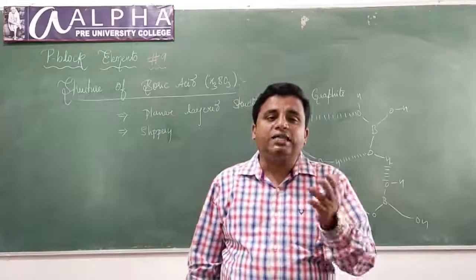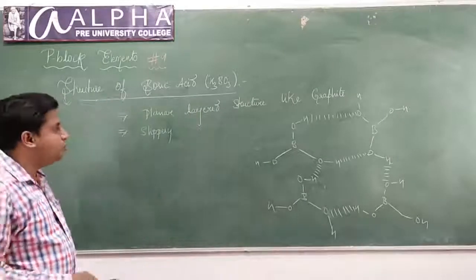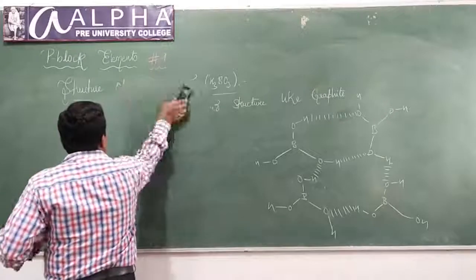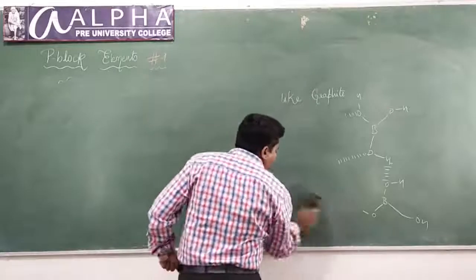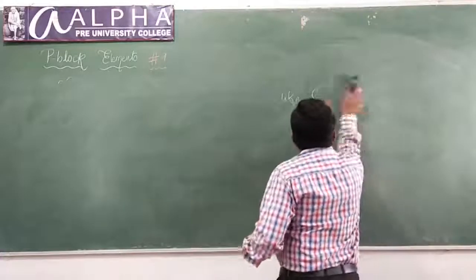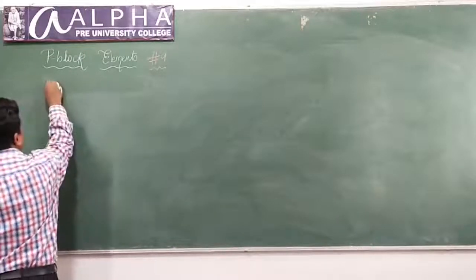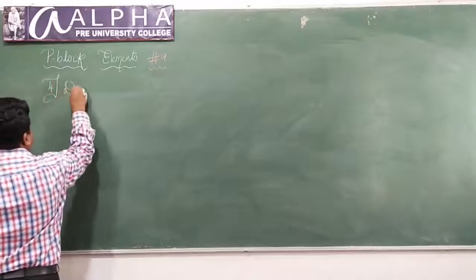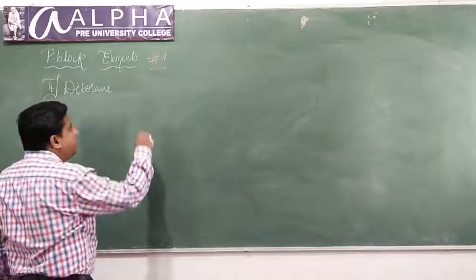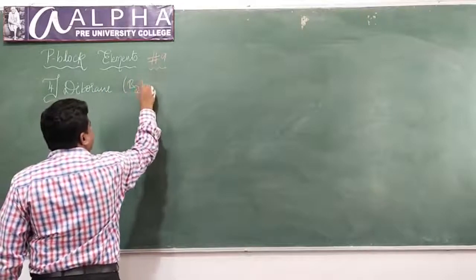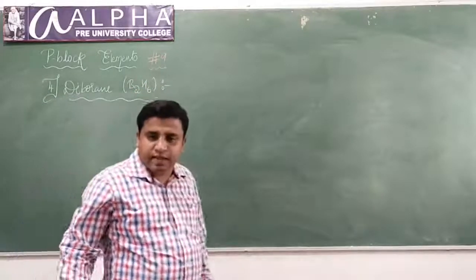Now we will go with the last compound of boron. Which is the last compound of boron? It is a very, very important compound. What is it? It is called diborane. What is the molecular formula of diborane? The molecular formula of diborane is B2H6, isn't it?